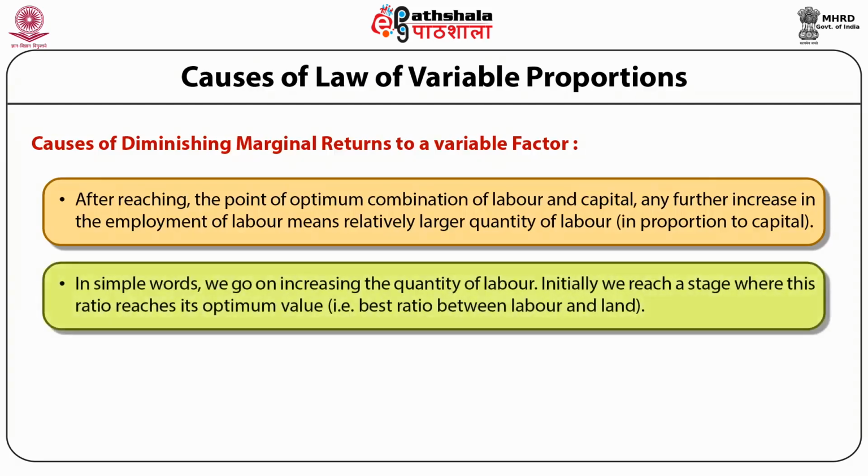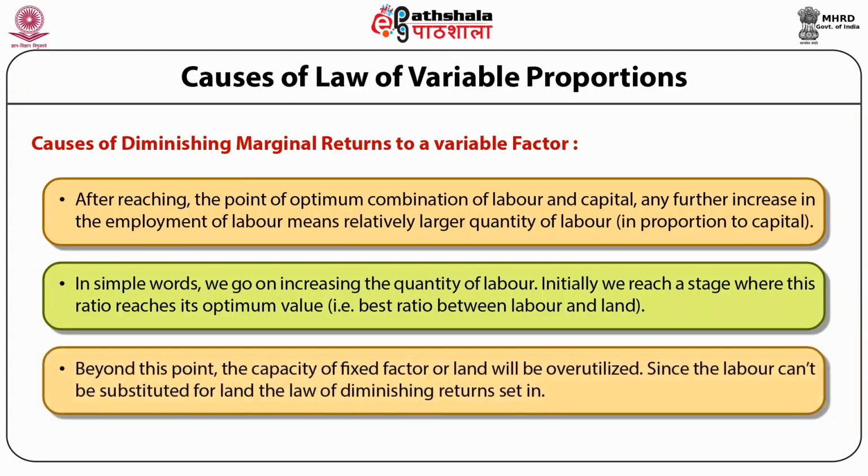In simple words, we go on increasing the quantity of labor initially, we reach a stage where this ratio reaches its optimum value, that is the best ratio between labor and land. Beyond this point, the capacity of fixed factor or land will be overutilized, since the labor cannot be substituted for land. The law of diminishing returns sets in.